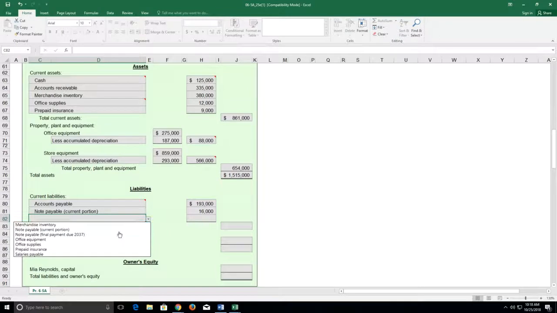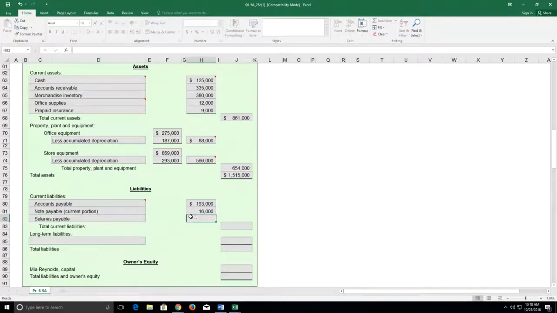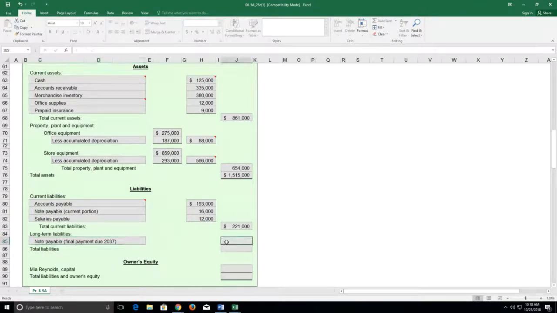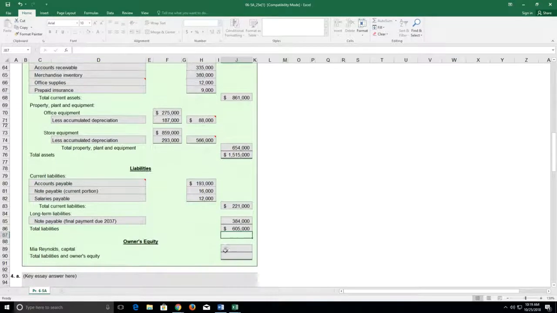And then we handle our accounts payable and salaries payable, which was 12,000. We add all those up, and our current liabilities is 221,000. Our long-term liabilities is that note portion minus what we currently paid on it. So that makes us go down to 384,000. I just took the 400,000 minus the 16,000, and that's the difference. We add these together to find out our total liabilities of 605.